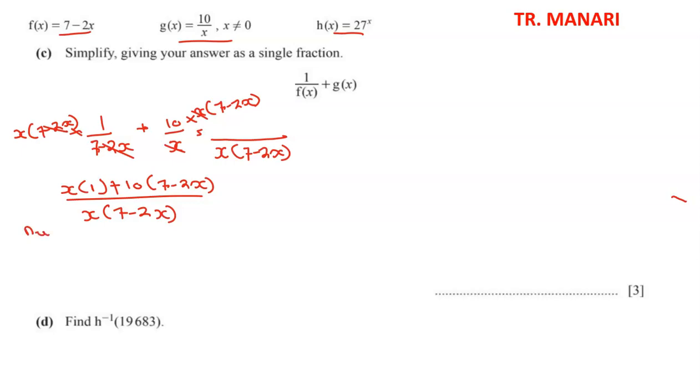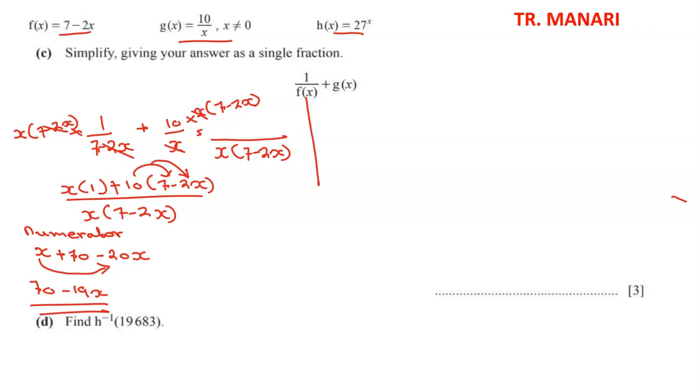So numerator. x times 1 is x, and then 10 times 7 is plus 70, then 10 times negative 2x is minus 20x. Simplifying it means that we just collect the like terms together. So we are going to have 70, now minus 20x plus x is minus 19x. This is our numerator. Then we go to the denominator.